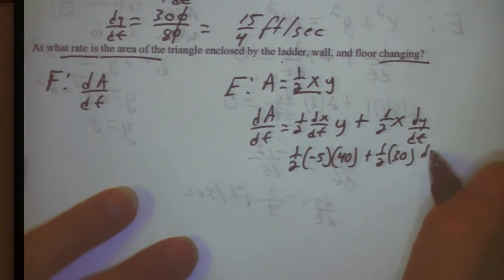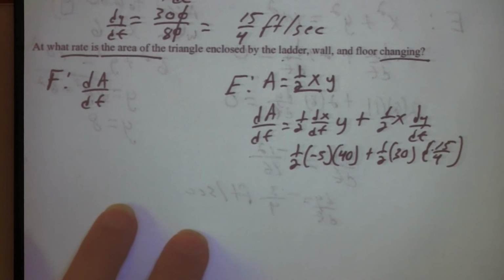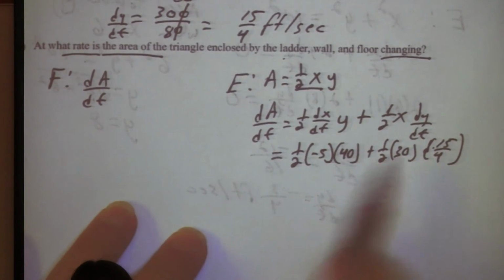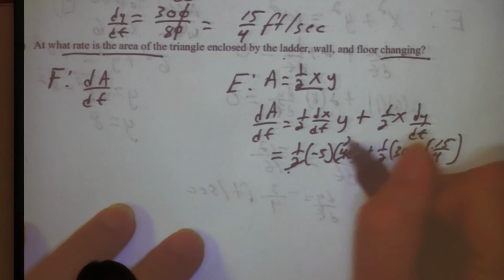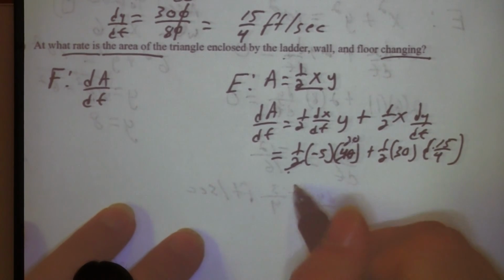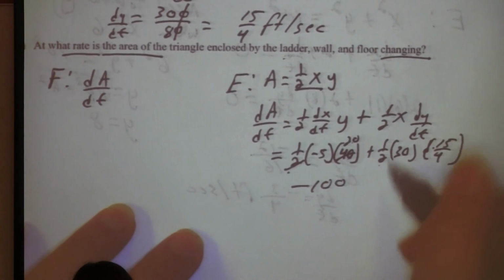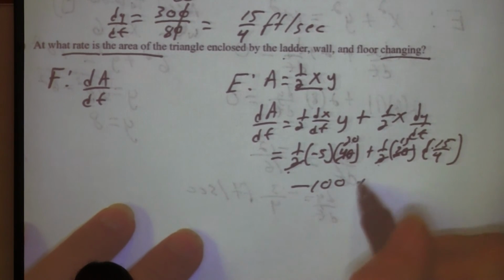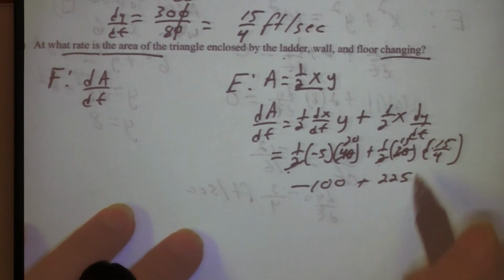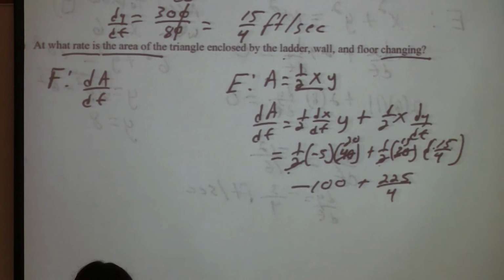30 times 15/4. Okay, let's try to make this easy for ourselves. So if we can divide the 40 by 2, that gives us 20, and then 20 times 5? -100. Okay, we can divide the 30 by 2, that gives us 15, 15 times 15/4? 225/4. Not 30, we're not adding.